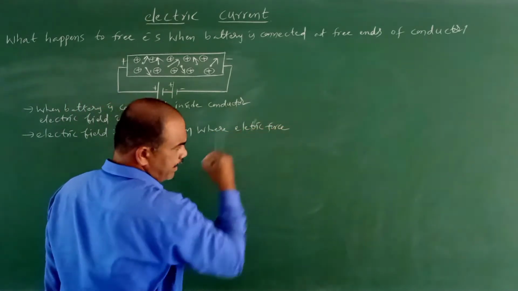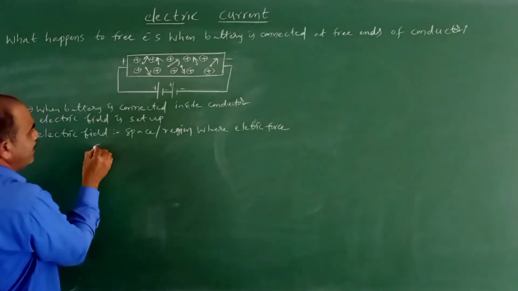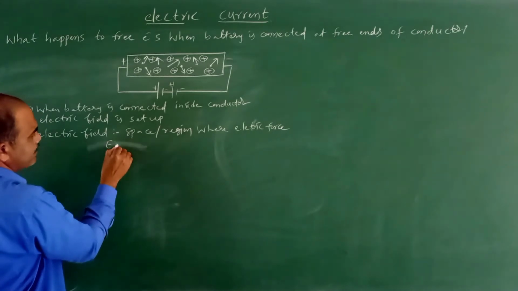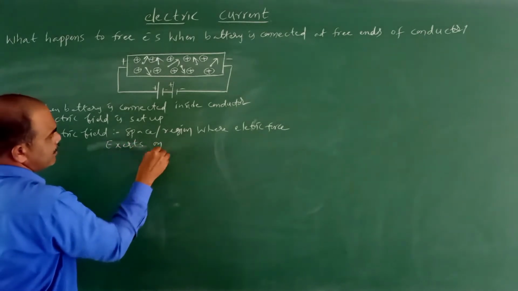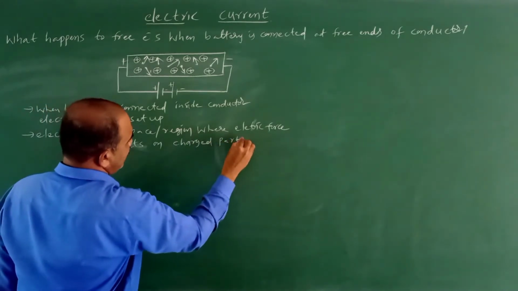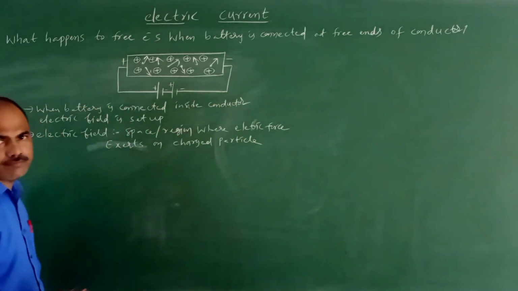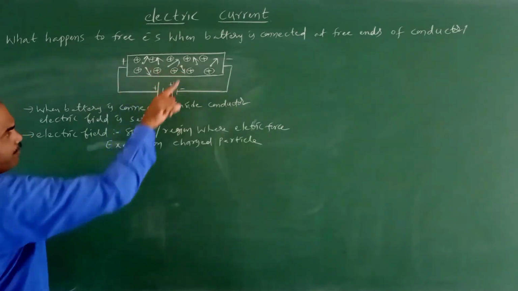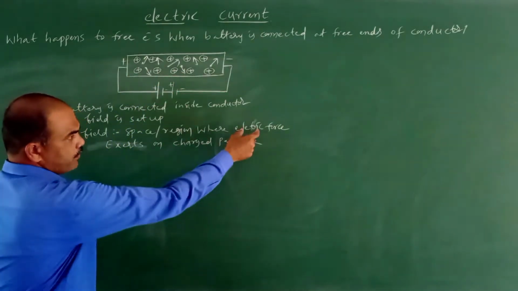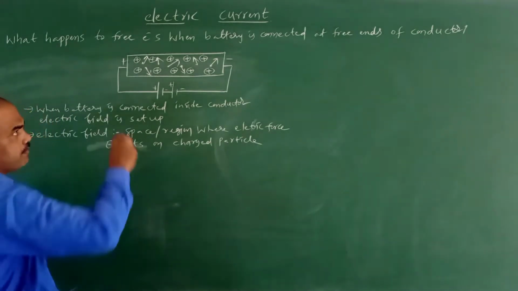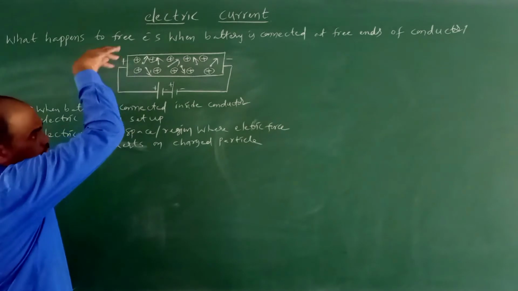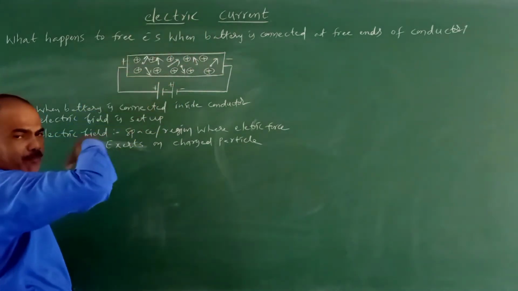Which force acts here? Electric force is exerted on the charged particles. Here, what are the charged particles? Electrons. So when the battery is connected, between the ends of the battery, electric force is applied on each electron. In which region is the electric field set up? Inside the conductor.